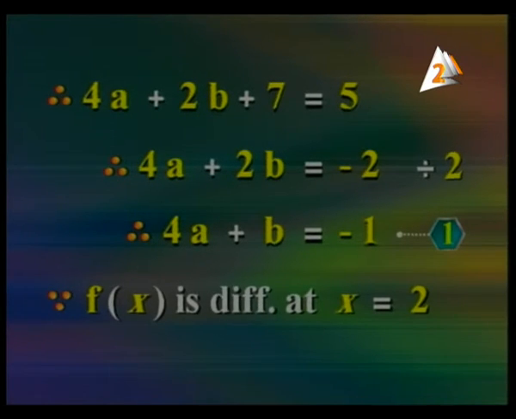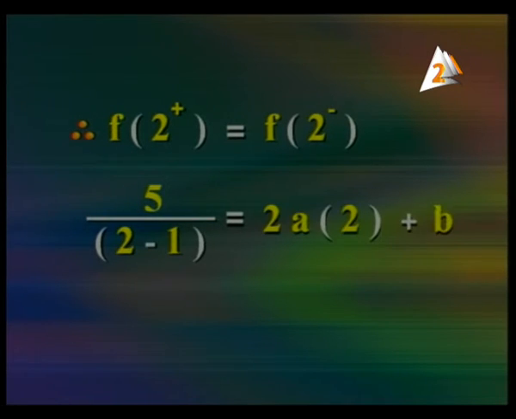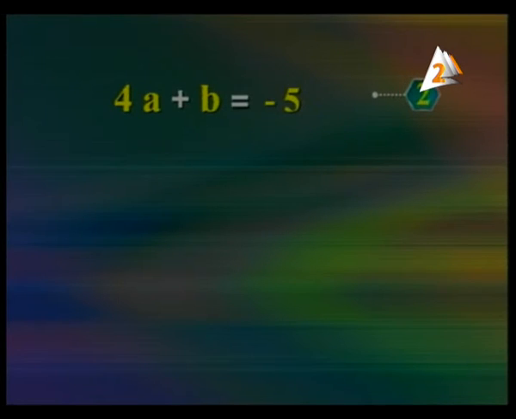f of x is differentiable at x equals 2. Also, we find f dash of 2 positive equals f dash of 2 negative. 5 over 2 minus 1 equals 2a times 2 plus b. Therefore, 4a plus b equals negative 5.